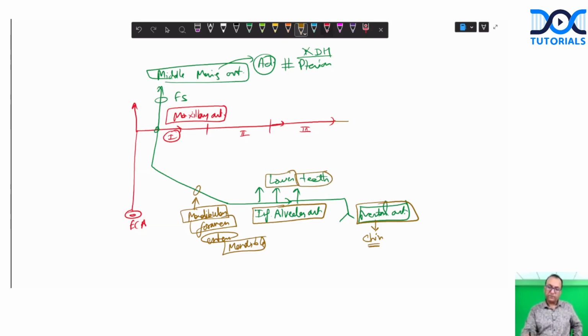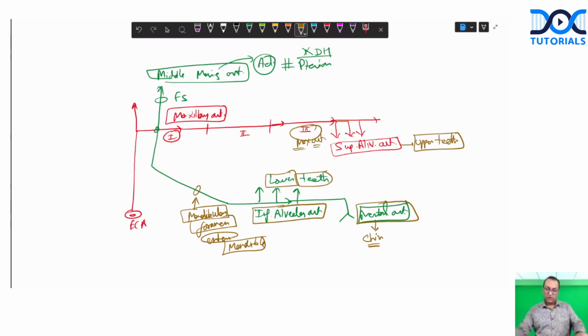How do you supply the upper teeth? For the upper teeth, it will give the superior alveolar arteries, and as it gives the superior alveolar arteries, it will also supply the upper teeth. So who is giving this superior alveolar artery? The third part of the maxillary artery. So you're telling that the lower teeth are supplied by the first part? Yes. And the upper teeth are supplied by the third part. The first part of the maxillary artery supplies the lower teeth by giving the inferior alveolar artery. The third part supplies the upper teeth by giving the superior alveolar artery.